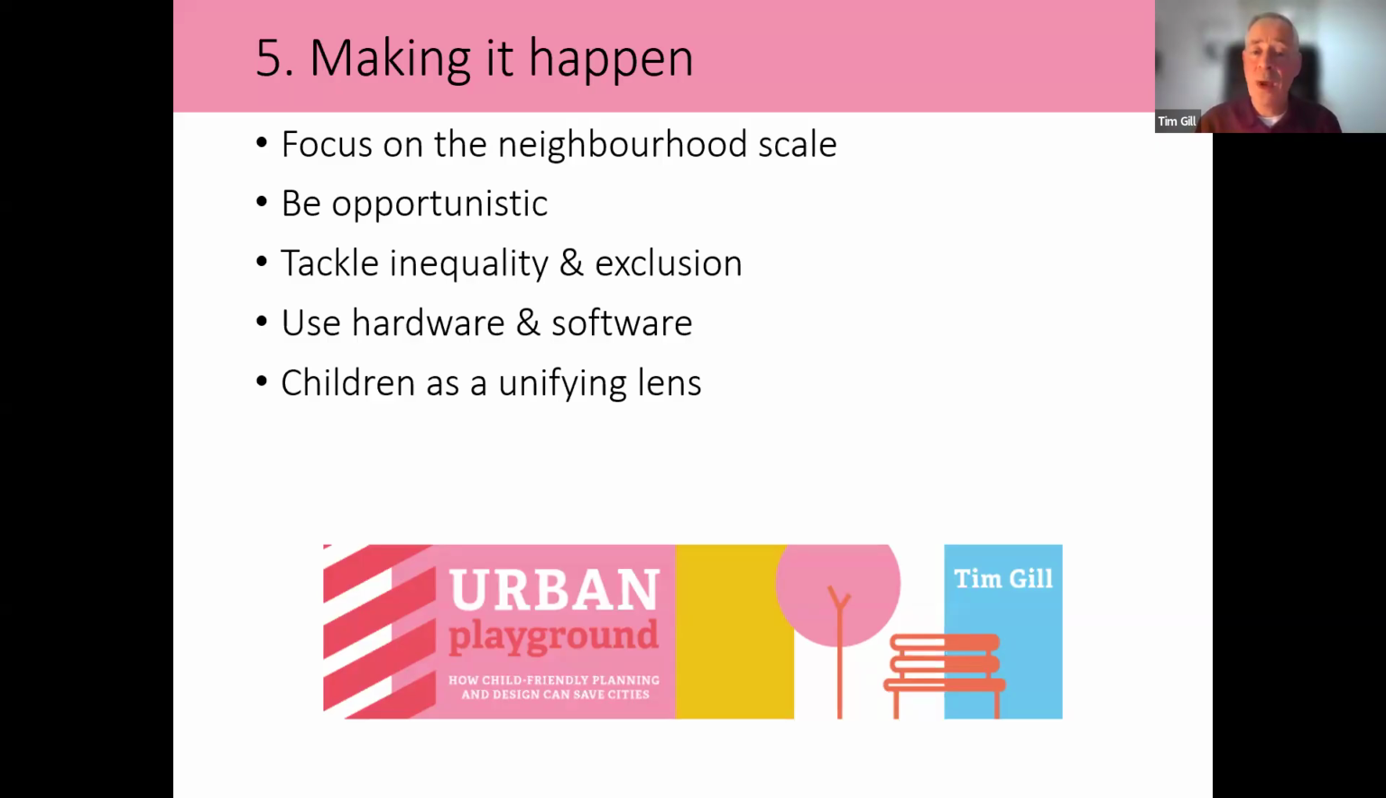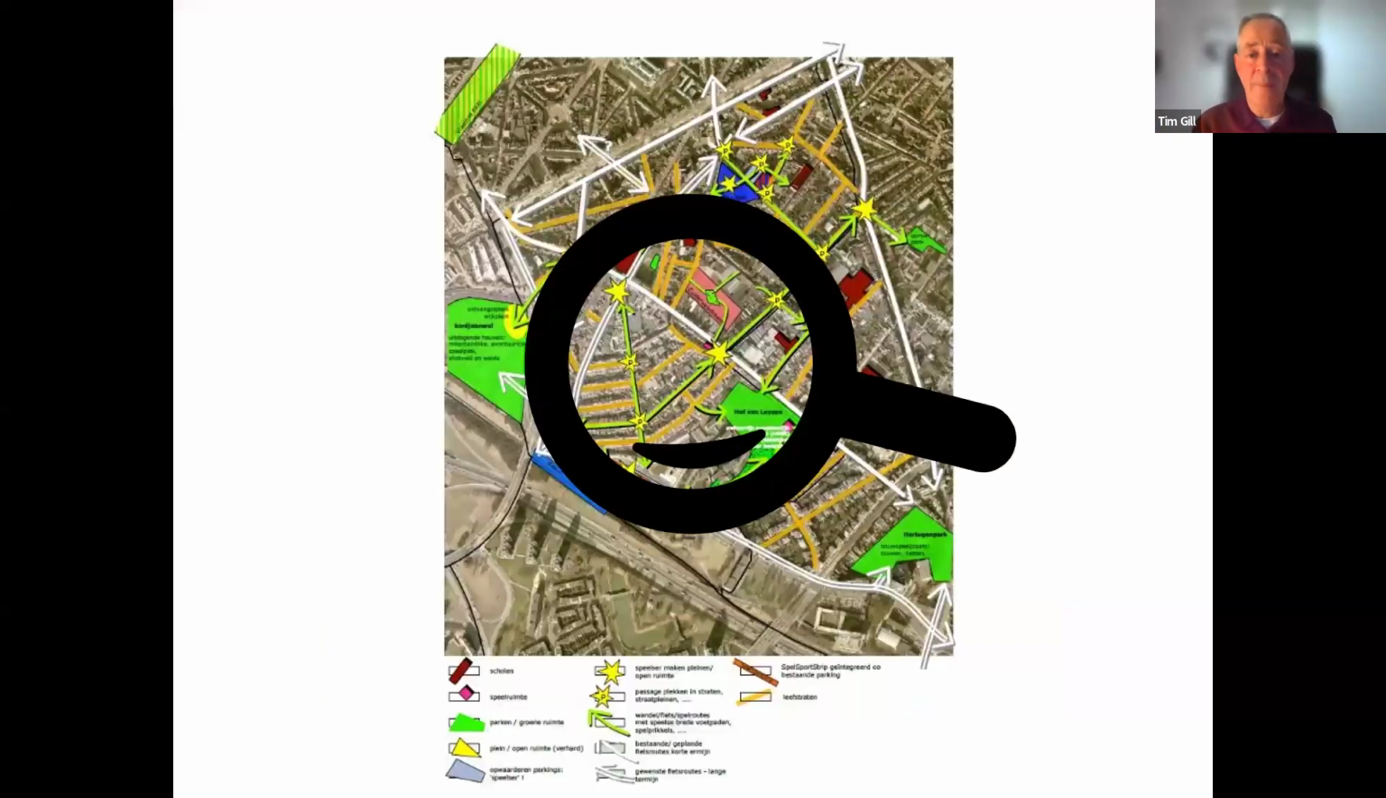Use hardware and software. So these are, on the one hand, physical changes to public space, and programming, events, things like the bike buses that I shared earlier. Make them work together to showcase how neighborhoods could be different. And the final implementation idea is seeing children as a unifying lens, as a way of building consensus about long-term collective change.